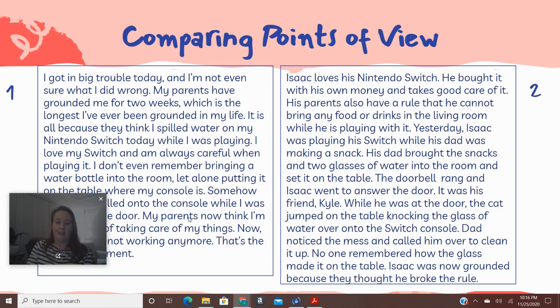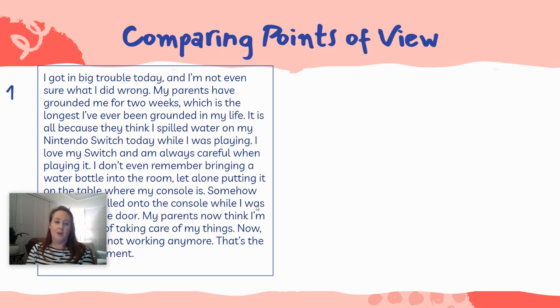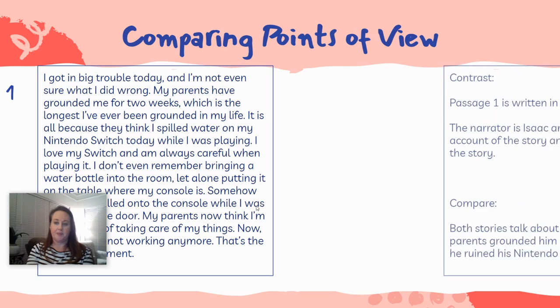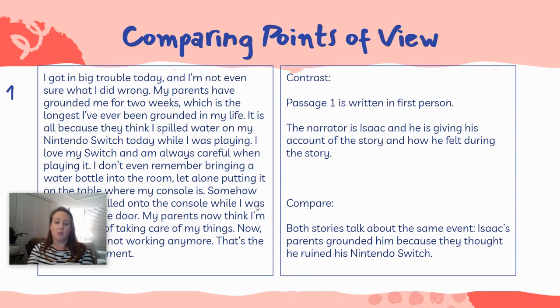All right, so let's compare the 2 points of view. So let's look at our first passage. Let's talk about what the point of view is in this particular story. Passage 1 is written in first person. Isaac is our narrator, and he is giving an account of what happened in the story and also how he felt. He's not sure what he did wrong. He's trying to figure out what happened. How did it end up there? But we see that this is written in first person because we know what is happening in the story, and we're getting more about Isaac's emotions.